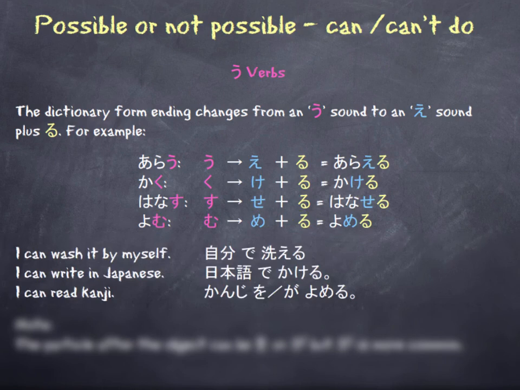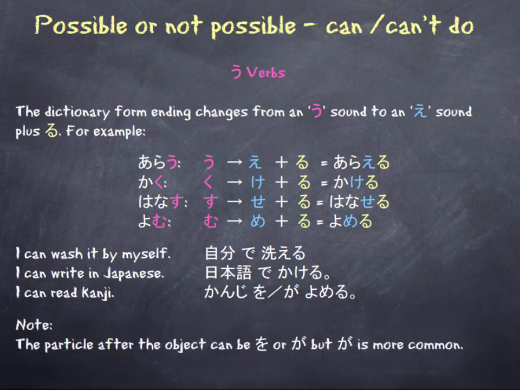So let's have a look at a few examples. I can wash it by myself. Jibun de araeru. I can write in Japanese. Nihongo de kakeru. I can write, kakeru. And finally, I can read kanji. Kanji o or kanji ga yomeru. Now please note that the particle after the object can be o or ga, but ga is more common.